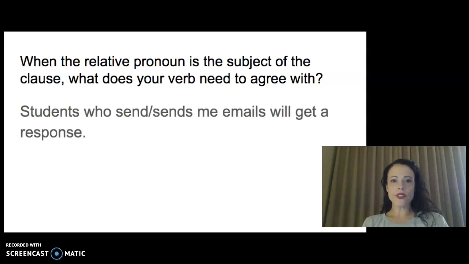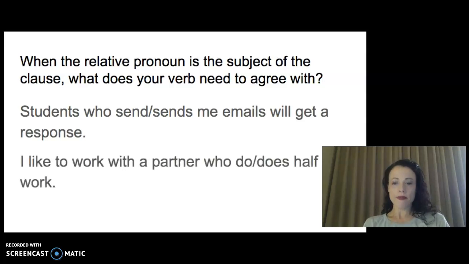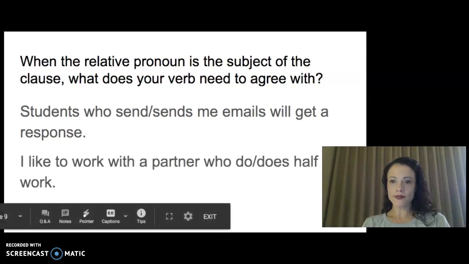For example, the student who send or sends me emails will get a response. But the subject in your adjective clause is who, right? So do you say who send or who sends? Who doesn't have any meaning by itself. So you don't know if you should put the S or not. You have to go back and look at what the who is referring to. So in this case, we're going to look at the word students. Okay? The same thing in this sentence.